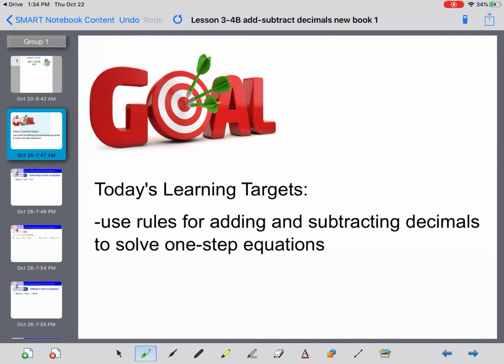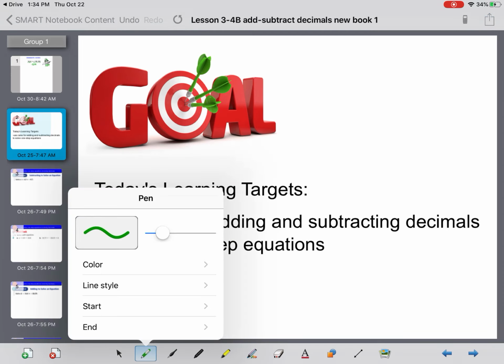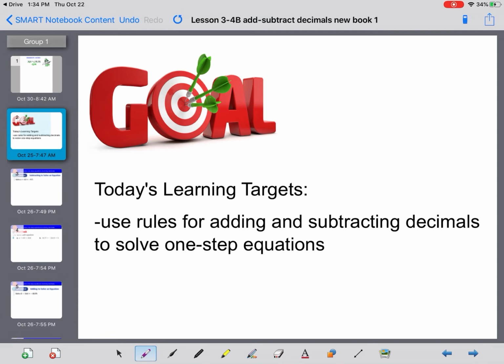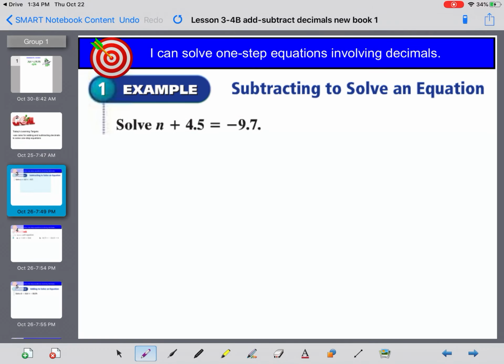Today, our learning target is to use rules for adding and subtracting decimals to solve one-step equations. We spent a lot of time solving one-step equations in Chapter 2. Now we're going to do the same process, but we're going to add decimals to the mix. Take our first example. We learned that to solve equations we draw a line down our equal sign. Then we use inverse operations to isolate our variable.